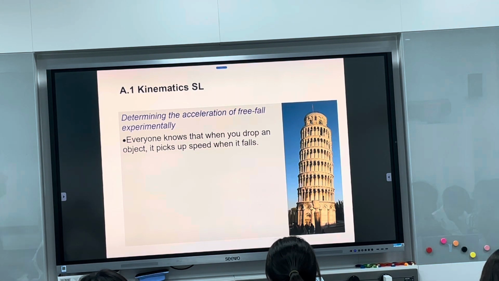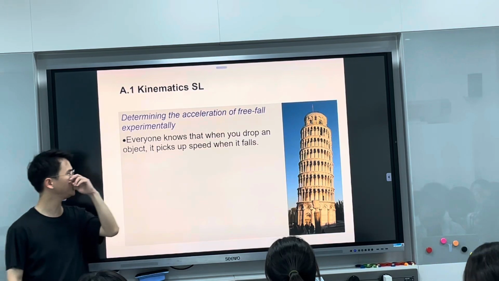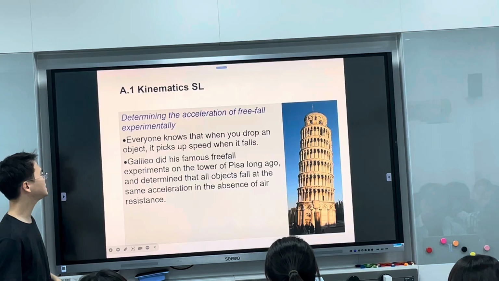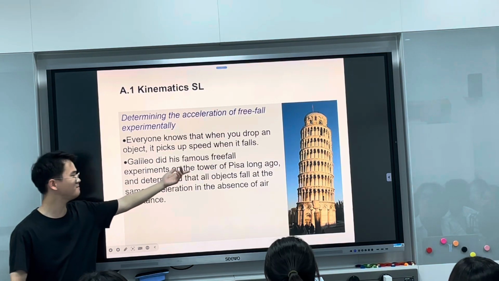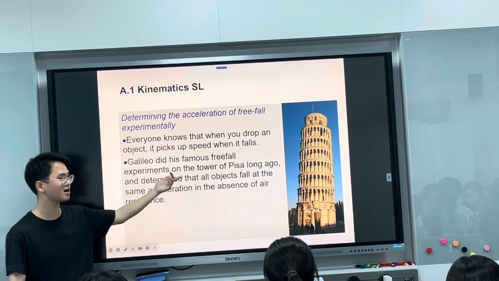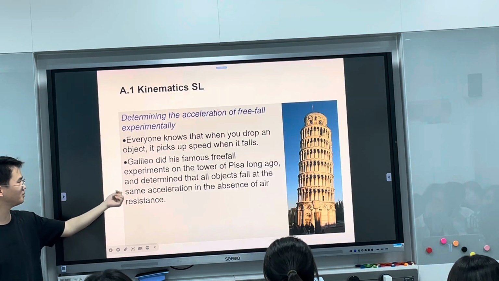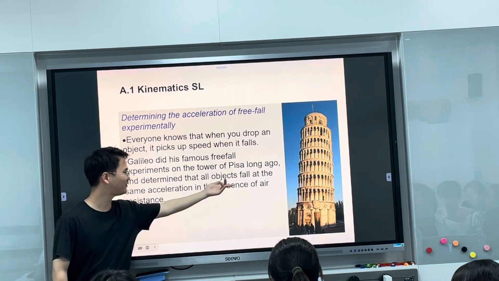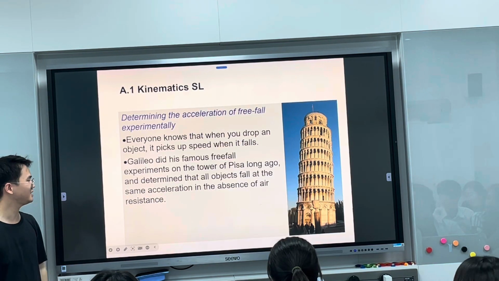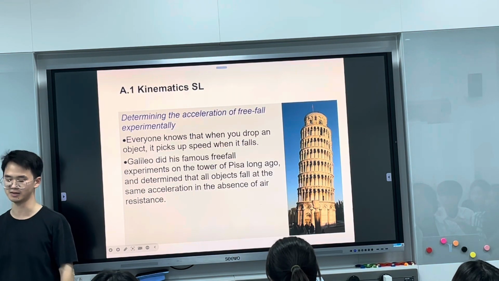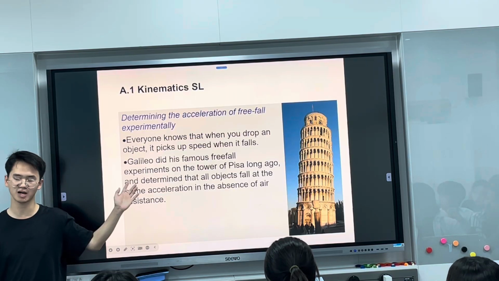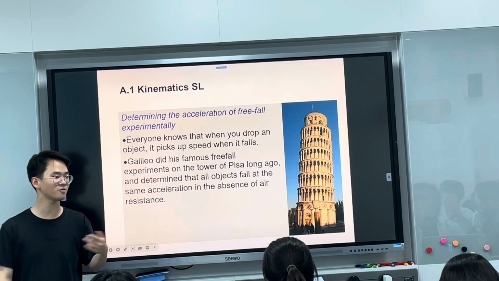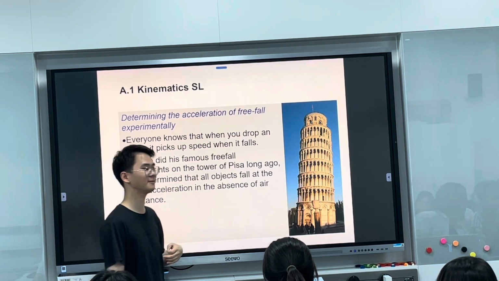Everyone knows that when you drop an object, it picks up speed when it falls. It's going to fall faster and faster. And Galileo did his famous free fall experiment on the Tower of Pisa long ago. Sorry, I'm hungry. And determined that all objects fall at the same acceleration in the absence of air resistance. Anybody know about the story? Can anybody share with the rest of us if you know about the story?